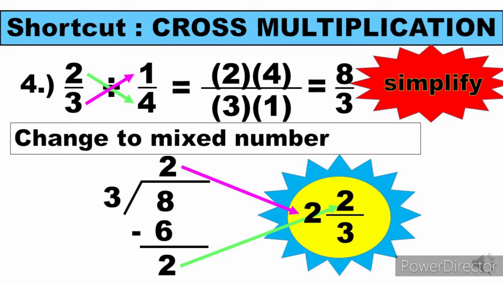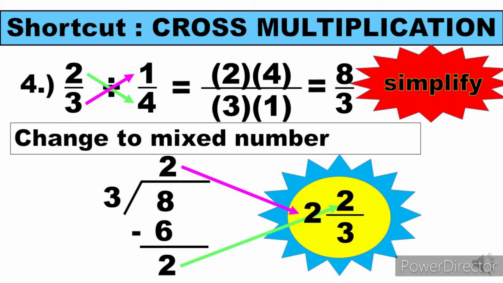Okay, ngayon naman ituturo ko sa inyo kung paano mag-shortcut or mag-divide ng shortcut. Okay, so ang tawag dito is cross multiplication. Okay, sundan lang natin yung arrow. So, una nating i-multiply yung 2 times 4, which is ilalagay natin sa numerator. And then, sunod natin yung pink na arrow, yung 3 times 1, ilalagay natin sa denominator. Okay, and then, i-multiply natin siya. 2 times 4 is 8, 3 times 1 is 3.